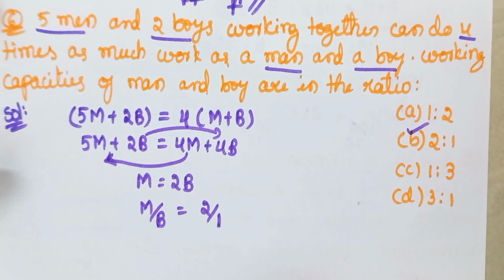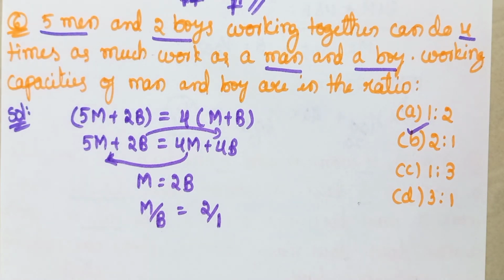So for this type of question we have to understand the question and draw the relationship between the given statements. That is where the question ends, and we can find the working capacities by solving the relationship. This is very simple, but it is asked in several competitive exams. This is one of the most frequently asked questions in many competitive exams.